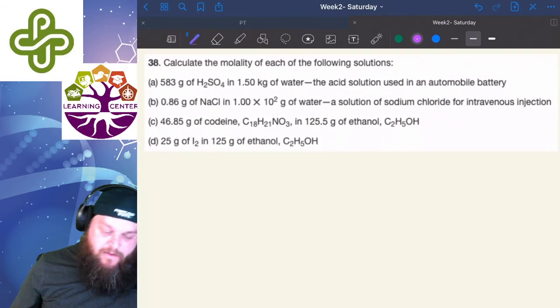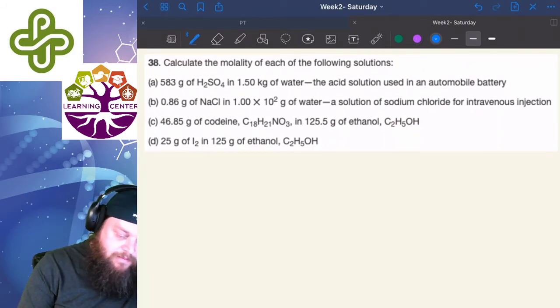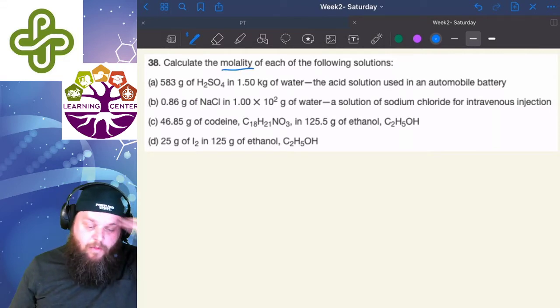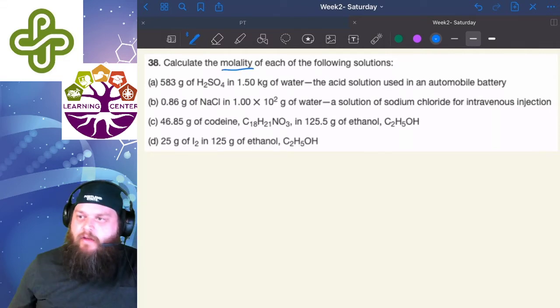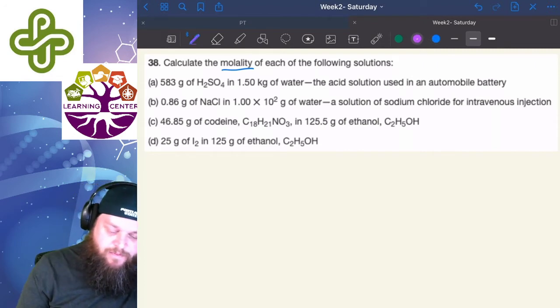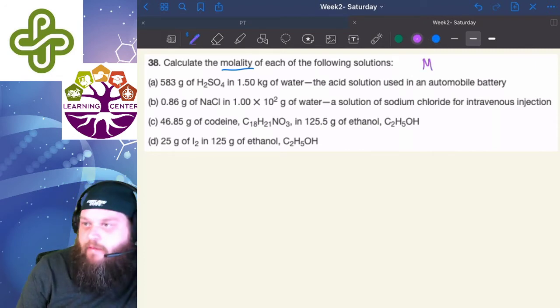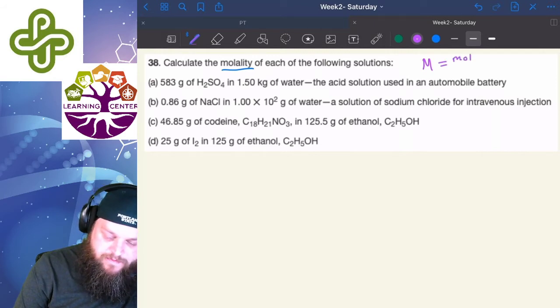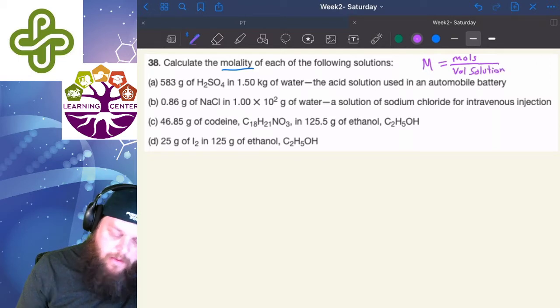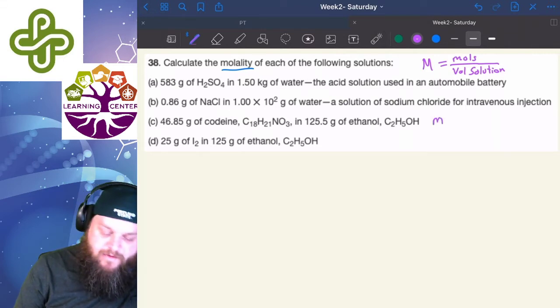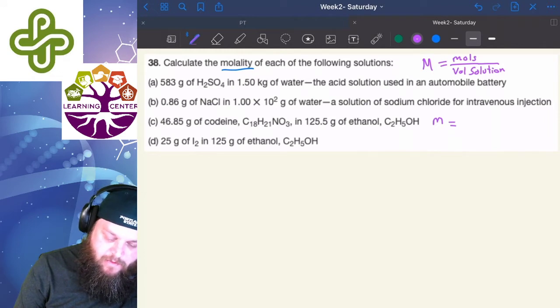So now we get to the fun stuff when we start talking about molality. Number 38 here. We want to find the molality of these solutions. This is different than molarity. It's an easy thing to confuse. Molarity has a big capital M, and that's equal to moles divided by the volume of the solution. But we were talking about molality. Molality has a lowercase m, not to be confused with that uppercase M, and that's equal to the moles divided by the kilograms of solvent.